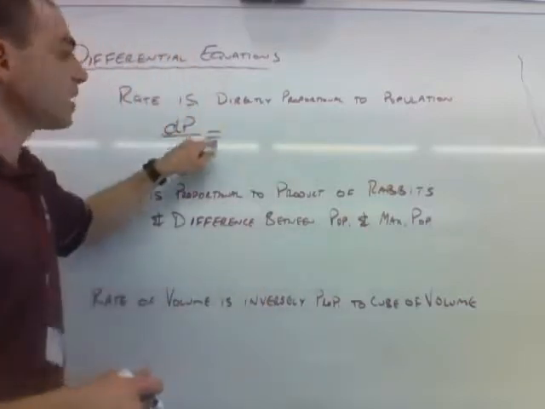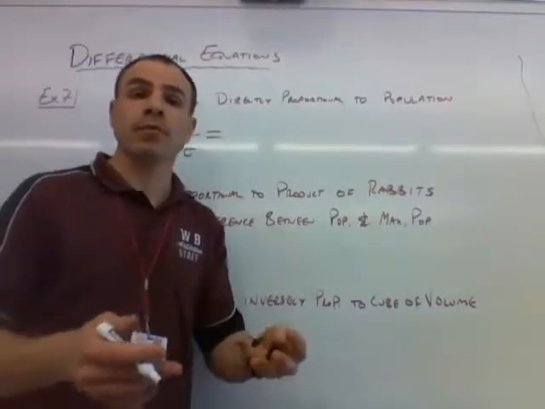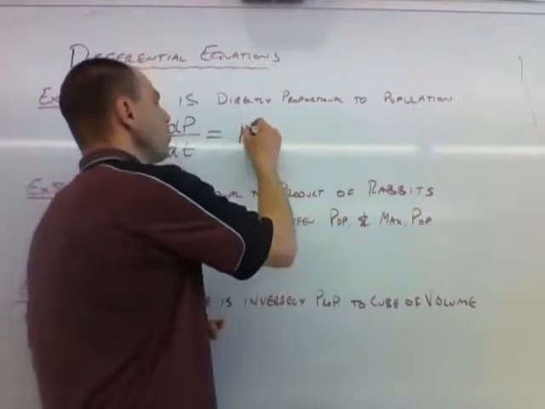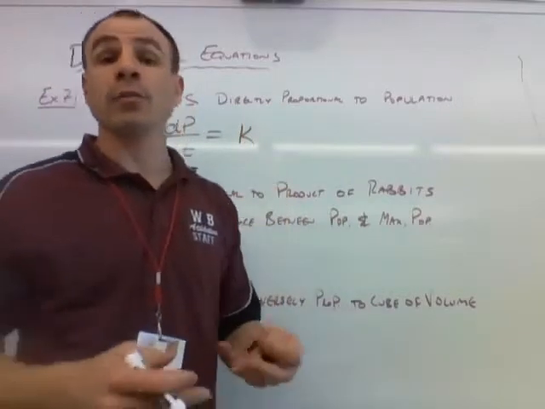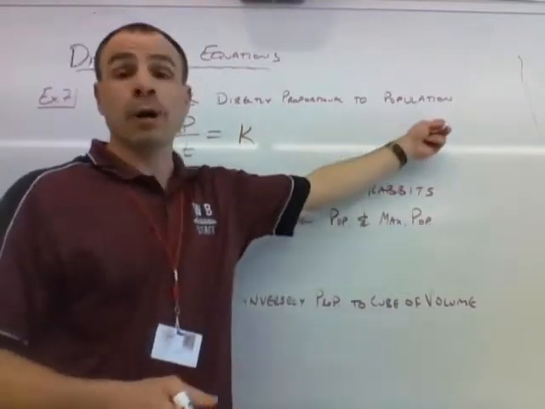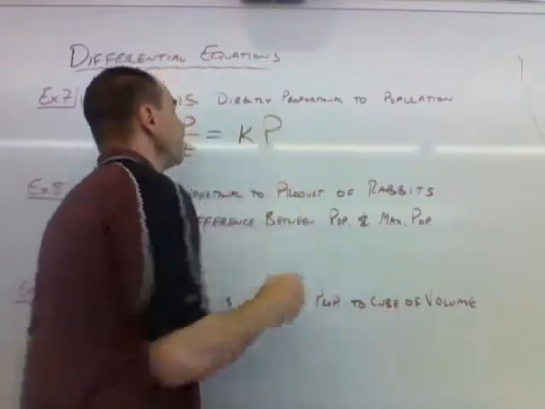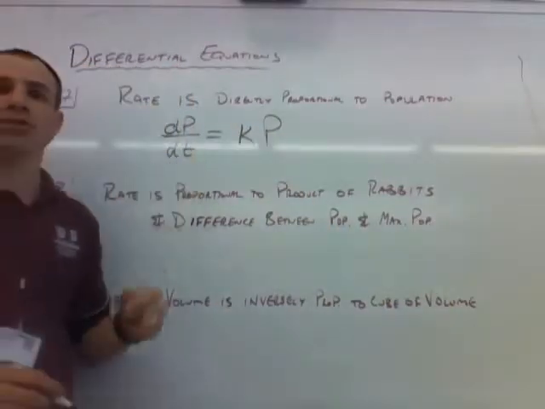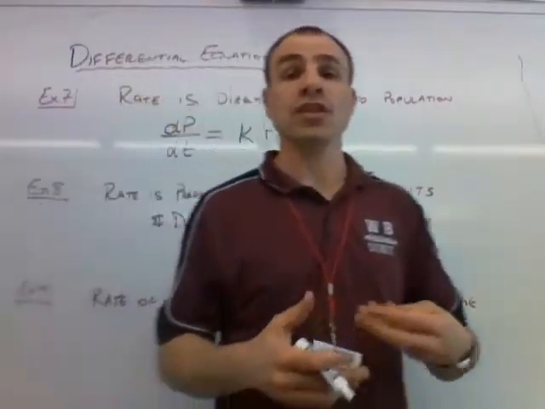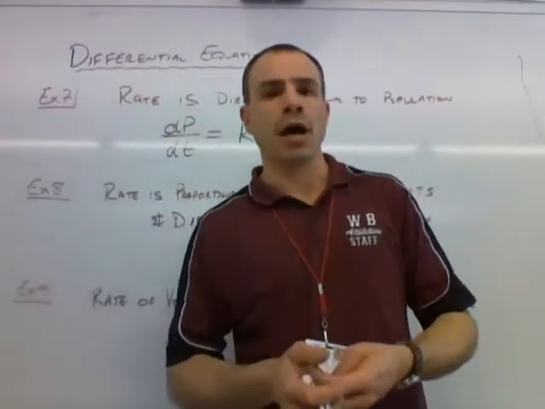Our sign is our equals, and then directly proportional means that we have our k coefficient, and directly proportional to what? To the actual population, which we're told is P. So we have dP/dt is equal to kP. In other words, this is an exponentially growing population.